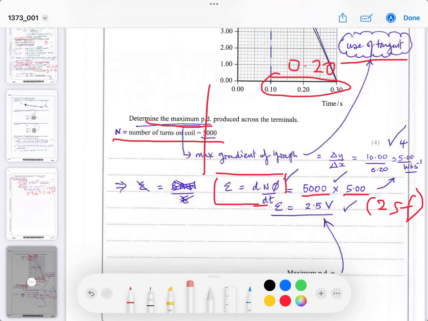D phi by dt is what we have on the graph, because, oh my god, I keep doing the same mistake. I'm on the pen mode. Okay, move it up.